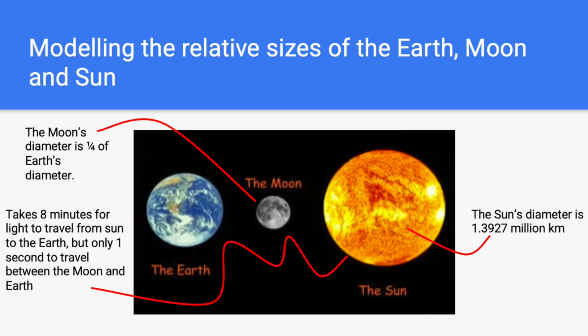In our solar system, the Sun is the largest object with a diameter of 1.3927 million kilometres. In comparison to our Earth and the Moon, it's enormous. The Moon's diameter is only a quarter of the Earth.